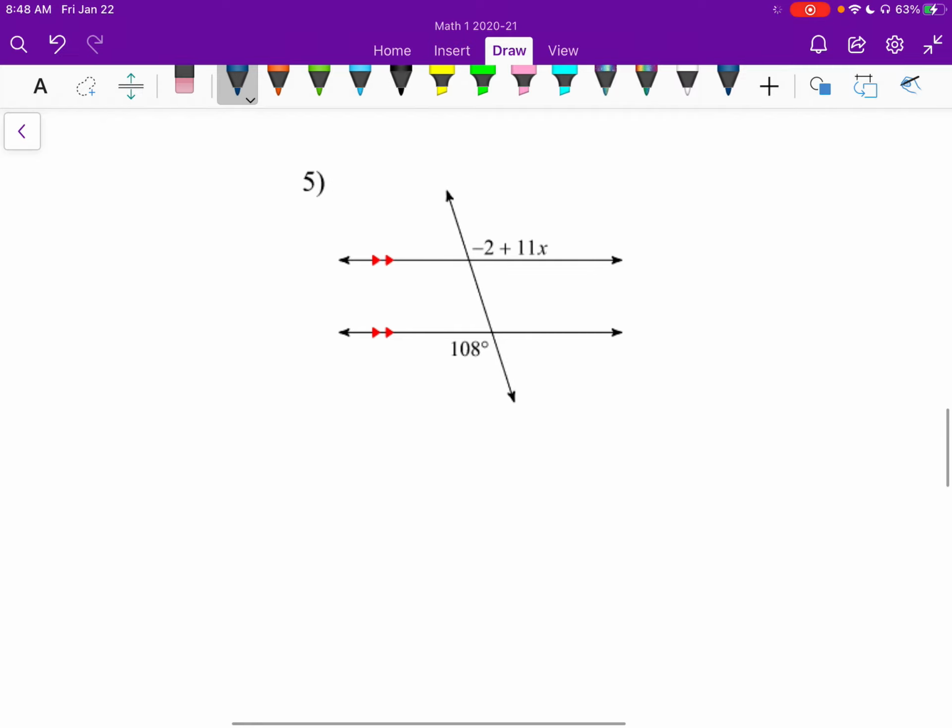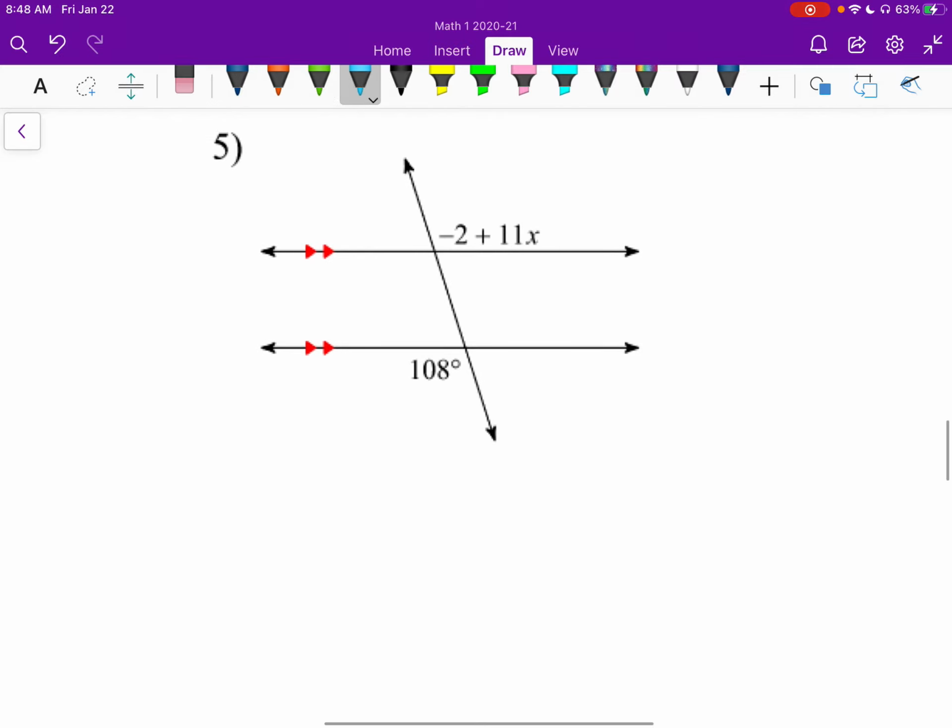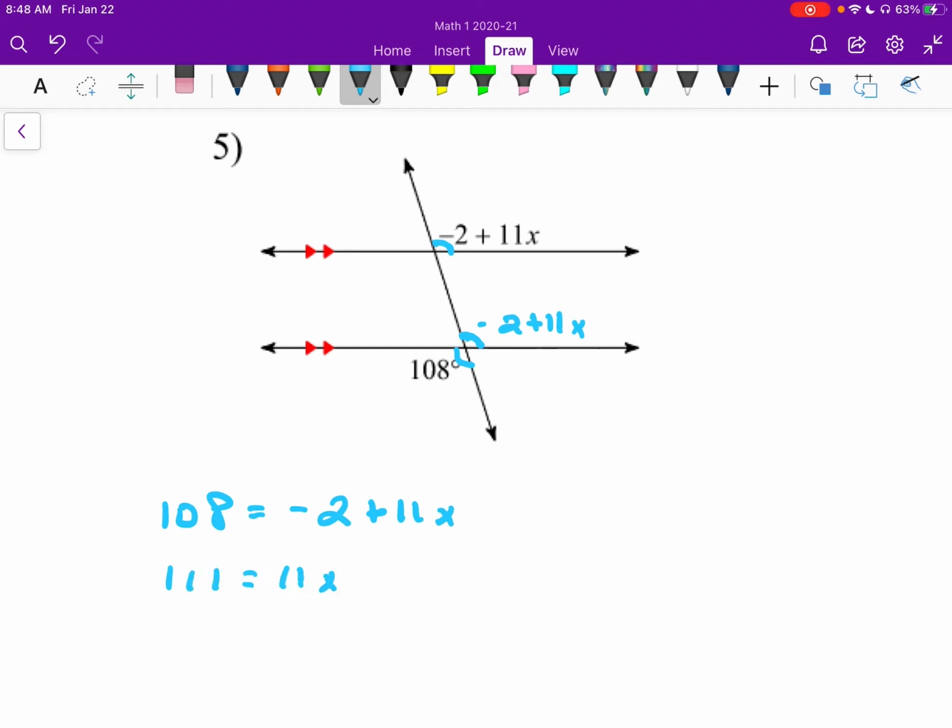All right, number 5. Number 5 is a lot like number 4. Here's my angle. I can translate it down, or I can use the corresponding angle to say, well, this is also -2 plus 11x. And then I can talk about vertical angles and say, well, these two guys are equal. So 108 equals -2 plus 11x. I add my 2 over and I get, well, 111 is 11x. Is that right? 8, 9, 10. No, 110. 110 is 11x. So I divide by 11 and I get 10 equals x.